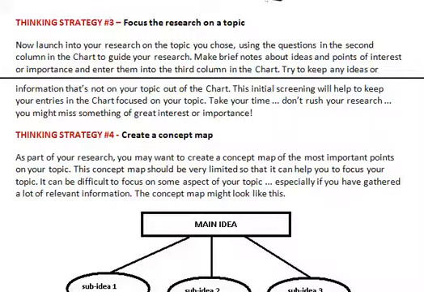Thinking strategy number 3. Focus the research on a topic. Now launch into your research on the topic you chose, using the questions in the second column in the chart to guide your research. Make brief notes about ideas and points of interest or importance and enter them in the third column in the chart. Try to keep your ideas or information that's not on the topic out of the chart. This initial screening will help you to keep your entries in the chart focused on your topic. Take your time. Don't rush your research. You might miss something of great interest or importance.